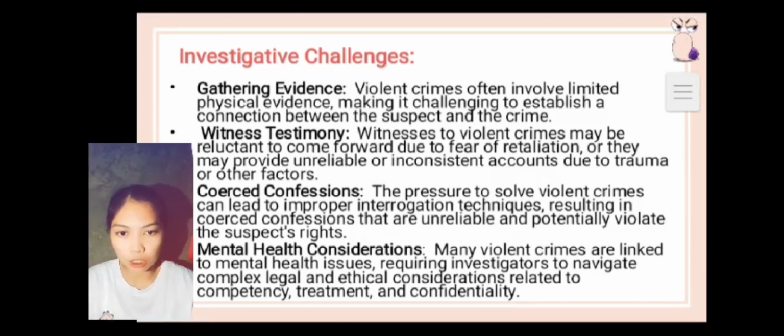Next is mental health considerations, requiring investigators to navigate complex legal and ethical considerations related to competency, treatment, and confidentiality. Help those with mental health issues so they can still receive treatment.